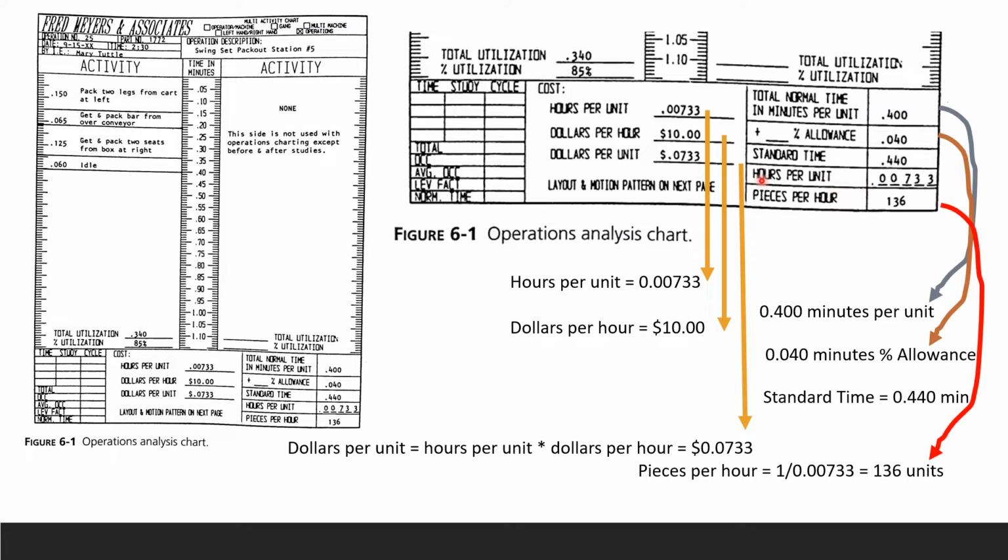Hours per unit is the same as that. Pieces per hour is 1 divided by 0.00733, and you get how many pieces or units this operator has made in an hour. That's because 1 unit is going to cost the operator 0.00733 hours. So 1 unit divided by 0.00733 is going to give you 136 units per hour this operator is packing.